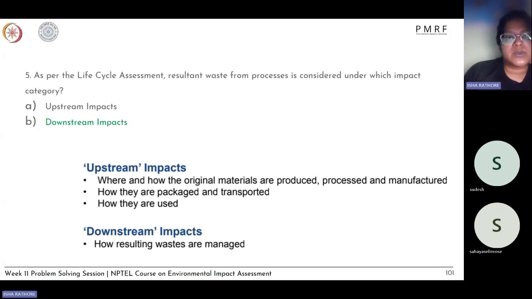So upstream is anything which is related to inputs or materials and how they are being produced, processed, and manufactured, packaged, transported, and used. Whereas downstream is how the resulting waste is managed. So the resultant waste from the process is considered under downstream impacts in the life cycle assessment. So B is the correct answer. So, moving on to the next question.